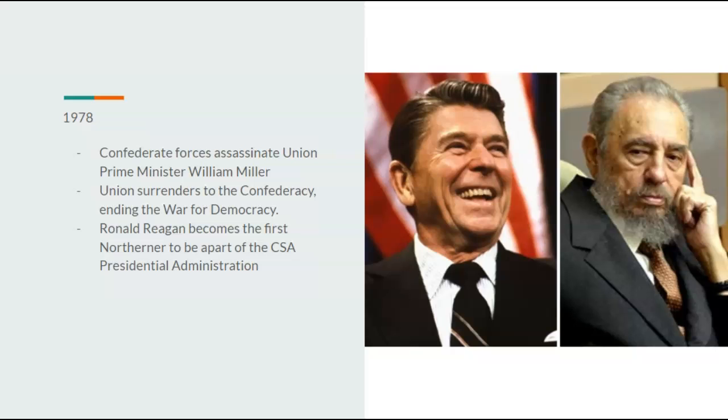Confederate forces finally get to Prime Minister William Miller and they assassinate him, winning the war. They surrender. We're like, please, just don't hurt us. And Castro's like, okay, I won't. You guys are my people now. And he shows this by putting Ronald Reagan as his secretary, the first Northerner to be a part of the Confederate presidential administration. So Reagan and Castro, they work together.